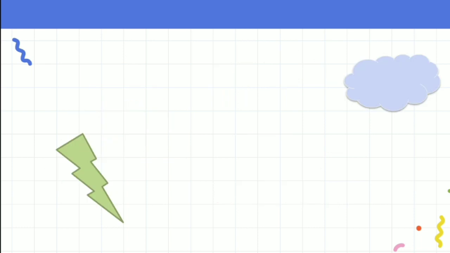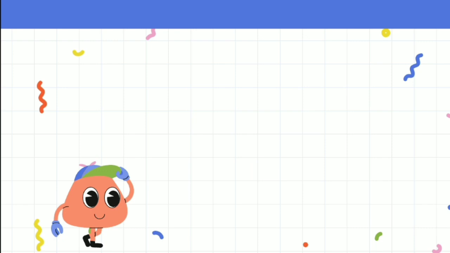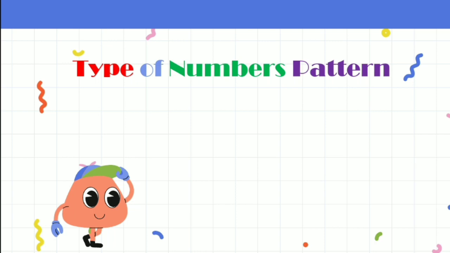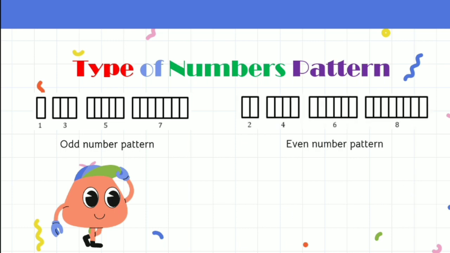Next, to the first topic, pattern of number. Guys, did you know that numbers have a pattern? And the pattern is not only one, there are types of number patterns. For the general, we have odd number pattern. It consists of odd numbers. Next, we have even number pattern. It consists of even numbers.